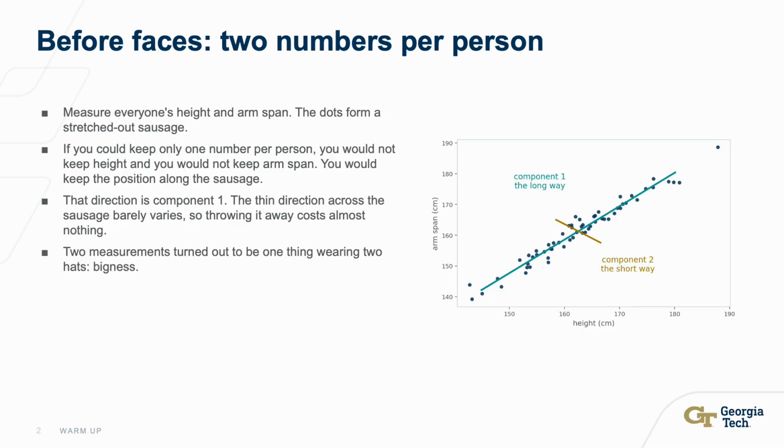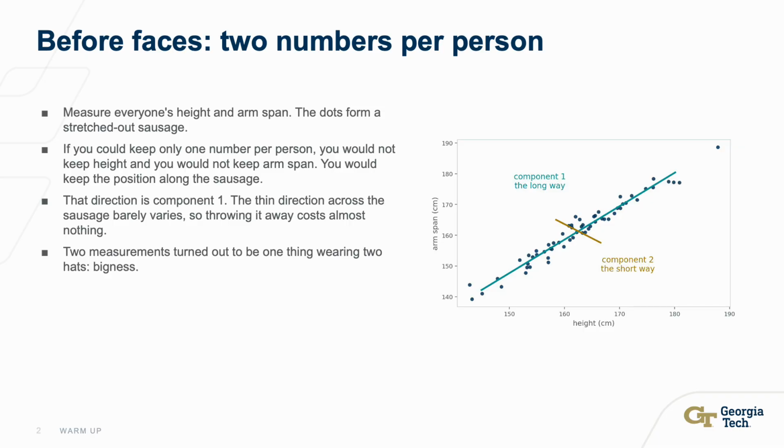Notice what happened. Two measurements turned out to be one underlying thing wearing two hats, and PCA found the hat rack. The whole method is on this line. Find the direction the data actually spreads along. Measure along it, drop what is left. Everything after this is the same move carried out in more dimensions than you can draw.